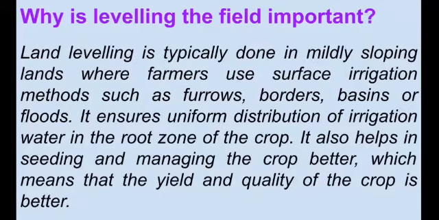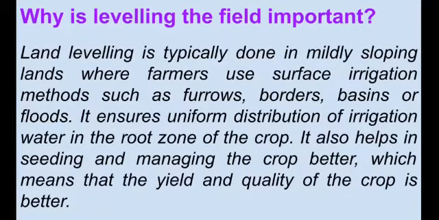Correct? So which means that the yield and the quality of the crop is better. So we do leveling of the field because we need a uniform surface, so that we can do the irrigation properly and the plant can absorb water, and it is good for high yield and high quality of the crop, right? So there are two major steps, which is loosening of soil or turning of soil.